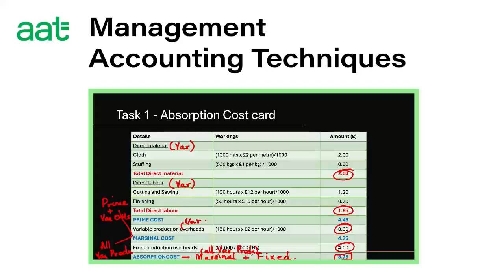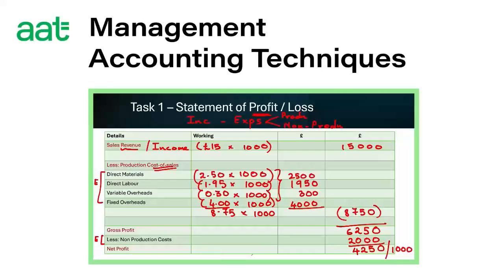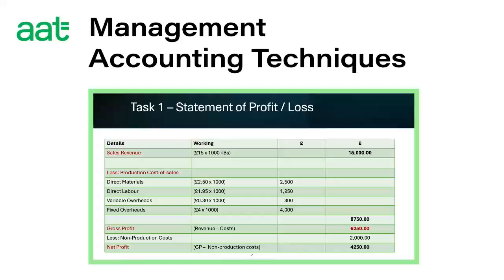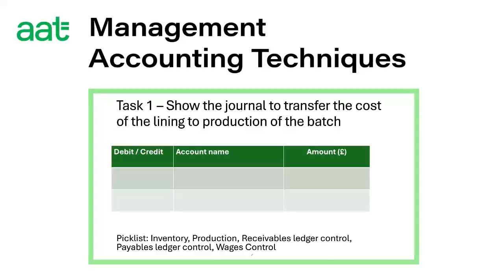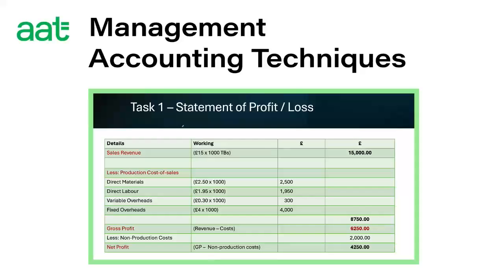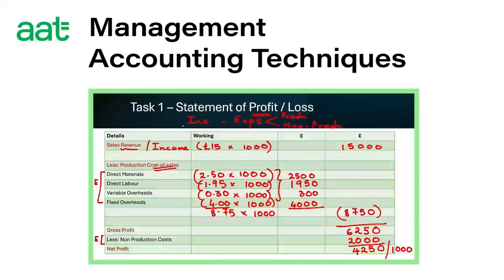Many thanks. No worries. Okay, so moving on from this, this is the other area that the examiner has said is tricky for students. I've done a journal request here. Show the journal to transfer the cost of the lining to production of the batch. So they just want us to transfer the cost of the lining. So we go and look at the lining costs.